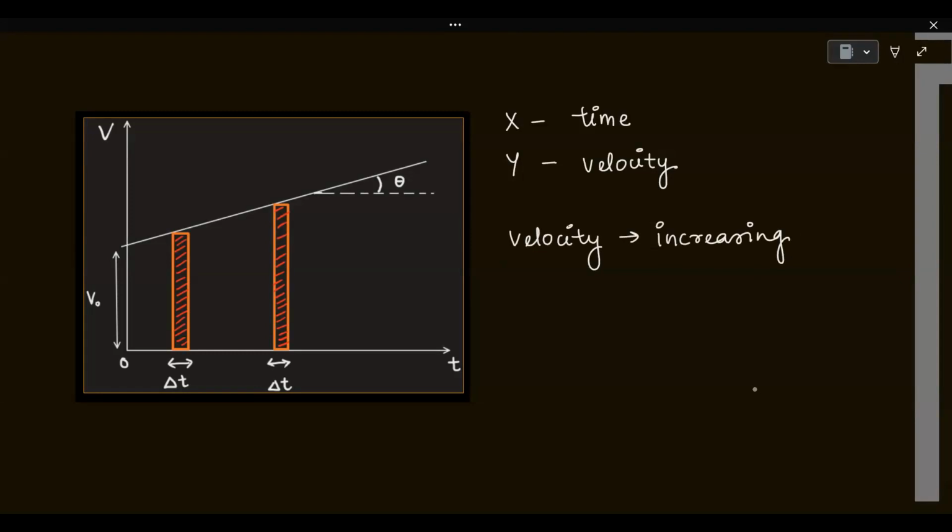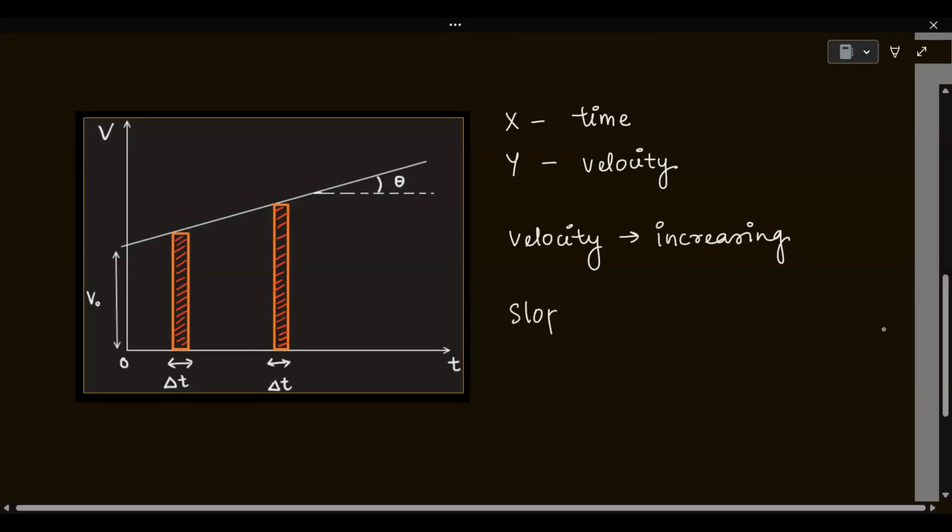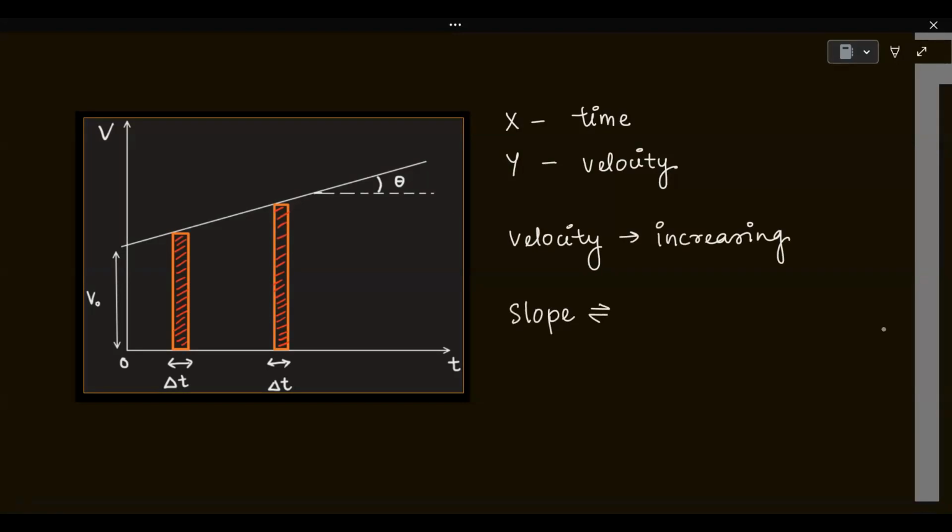Very nice. Okay. Now, question number 2 is, what does slope represent in this graph? So it represents acceleration. Awesome. Use that original formula. How do you find out slope? Y quantity by X quantity. Velocity by time is acceleration.